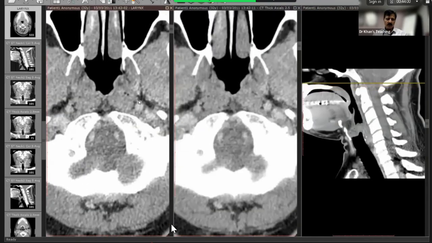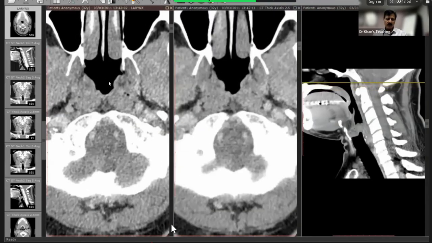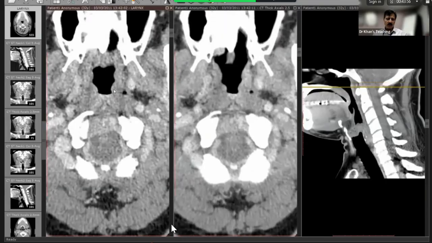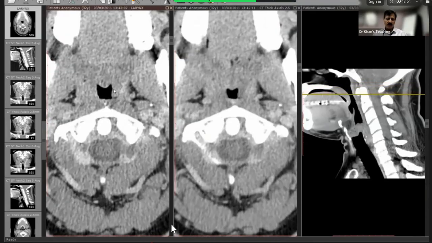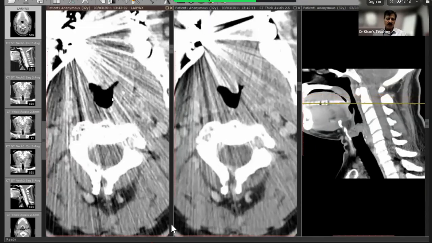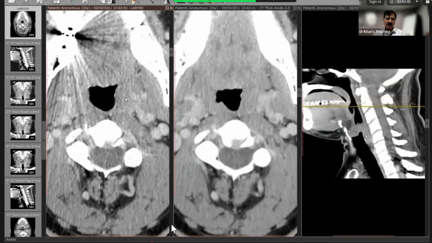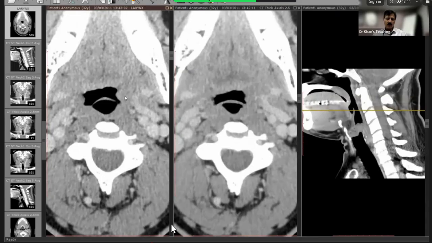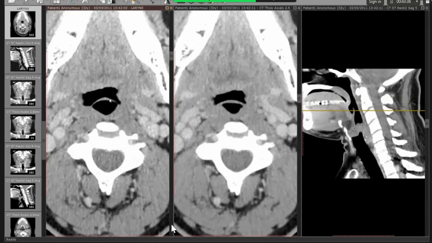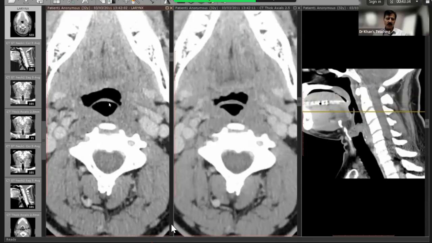So we are in the nasopharynx here. Now we are coming here. We are passing through the soft palate, the oral cavity. There is a bit of dental artifact. Now, what is this candidate? Epiglottis, sir. Excellent. So epiglottis, and you can see it here, but on an axial, you can see it here.